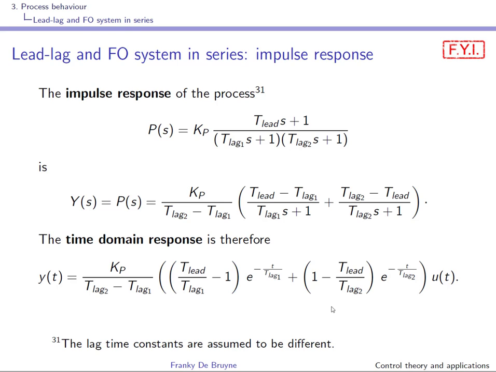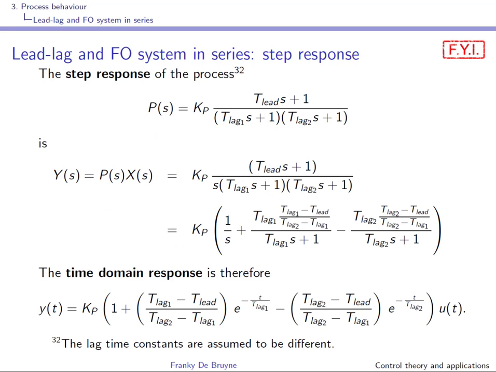We'll now consider the system with 2 lag time constants and 1 lead time constant, and of course what you can do is compute the impulse response and the step response exactly, and this is what you obtain here. It is assumed that the 2 lag time constants are different. If they are not, well, you have to do a different type of partial fraction decomposition. Of course, those time domain responses are there for your information only.